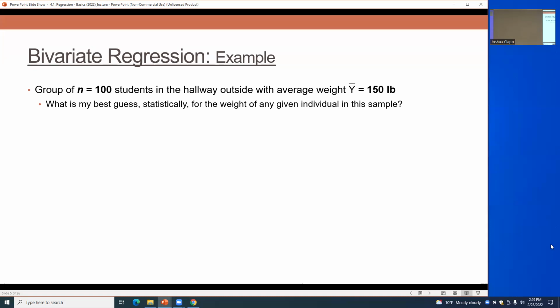What is your best guess statistically for the weight of that undergraduate? 150 pounds. Why is that? Because that's the mean. That's the mean, right? Is that a good guess? I don't know, right? It's your best guess based on the information provided.